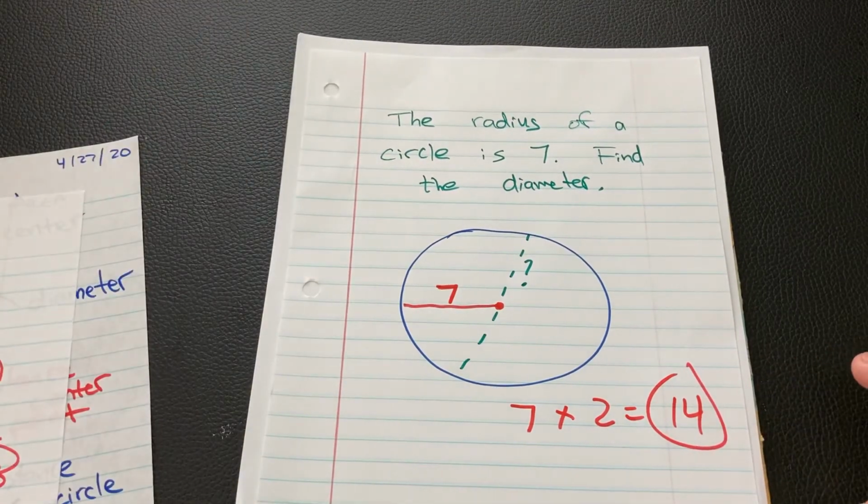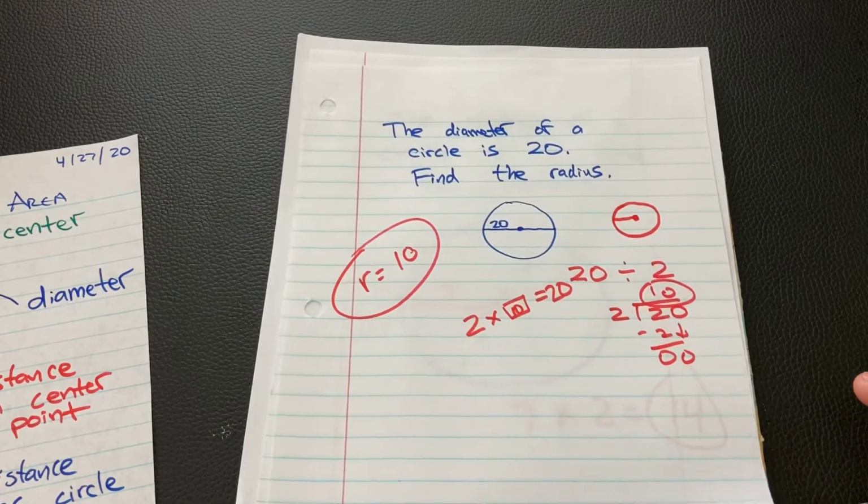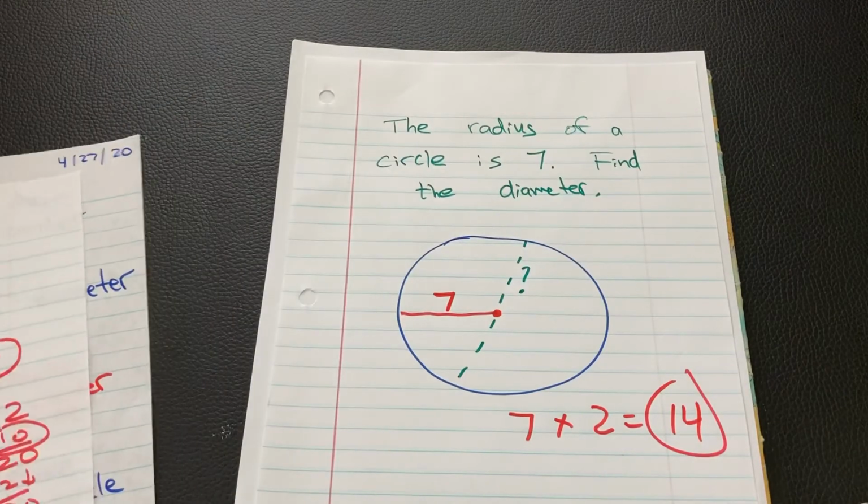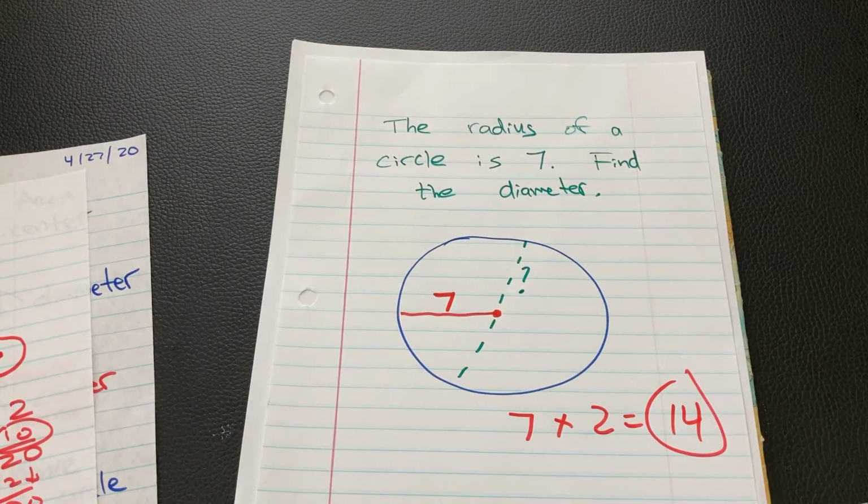So let's summarize again. If they give you the diameter and they ask for the radius, cut the number in half by dividing by 2, and that's your answer. If they give you the radius and they want you to know the diameter, double the number and multiply by 2. Hopefully this video helps you with your work.